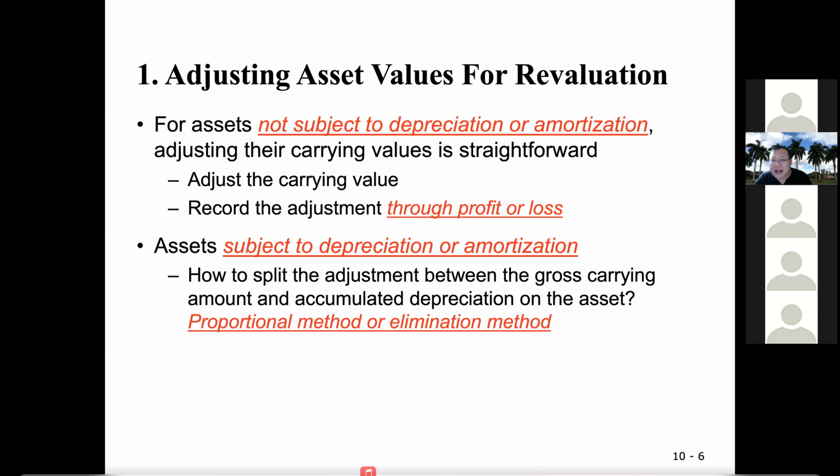For assets not subject to depreciation, that would be like land, right? Or amortization, which is about intangible assets. Which intangible asset is not subject to amortization? Patents? Yeah, patents, remember? Very good. Last lecture we mentioned the patents can be renewed every 15 years, right? So if you assume they will keep renewing it, the patents will have indefinite useful life. Therefore, it's not subject to amortization. Okay, for this kind of assets, you adjust the carrying value and record the adjustment through profit or loss through the income statement.